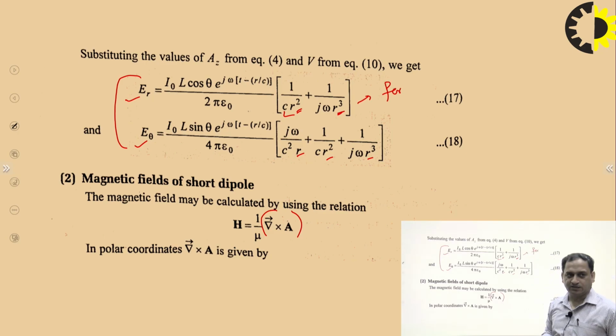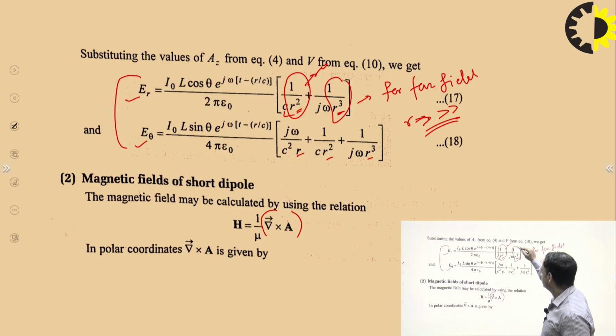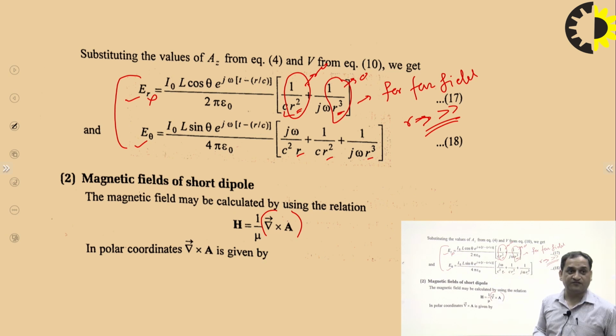So these two are at a distance of R, the electric field. Now for the far field, what will happen? R is very much greater than λ, right? So if R is very much greater than λ, it means this value will tend to 0, very small. And if R is very much greater than λ, this value is also 0. So it means we are not getting the E_R for the far distance.